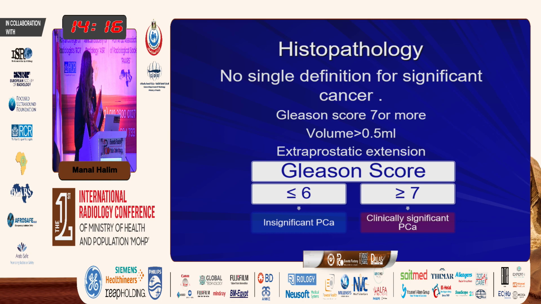Of course, there is no single definition for this. However, the Gleason score or the PI-RADS tries to help us by saying that if the Gleason score of the prostate cancer is 7 or more, this is a clinically significant cancer, while if the Gleason score is 6 or less, this is clinically insignificant cancer. Clinically significant cancer has the potential to metastasize, to spread, and the patient will die of it. While the clinically insignificant one has a very low potential to metastasize, so the patient will die with the cancer but not from the cancer.